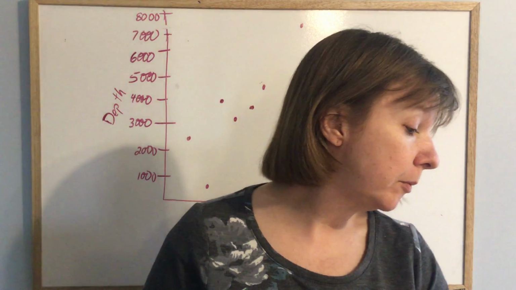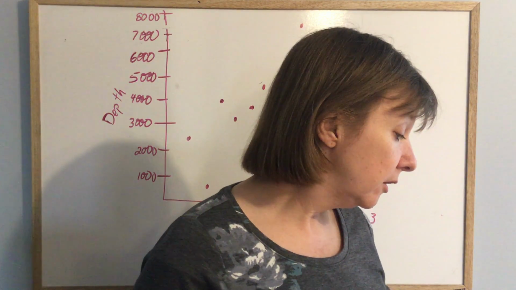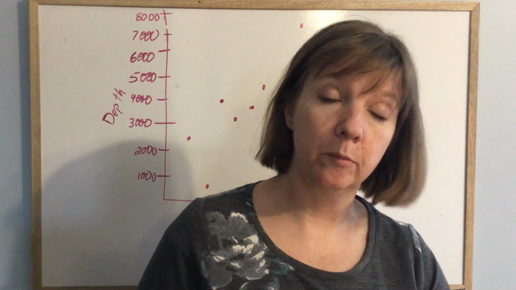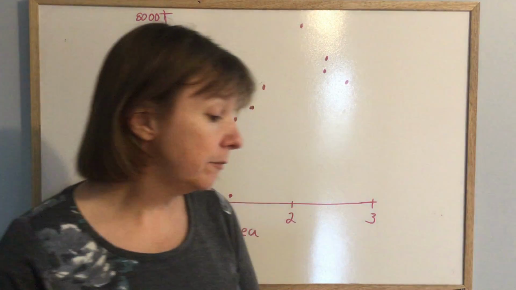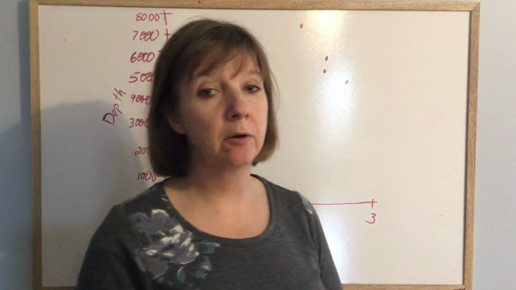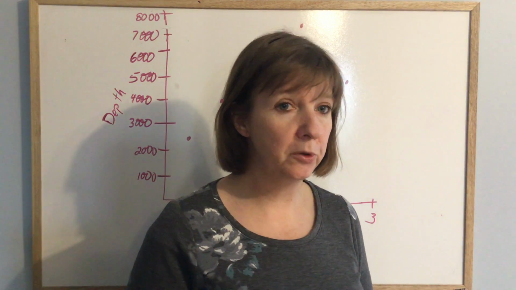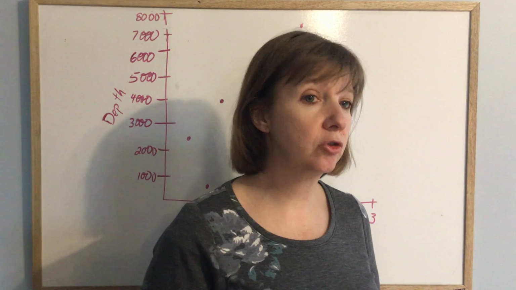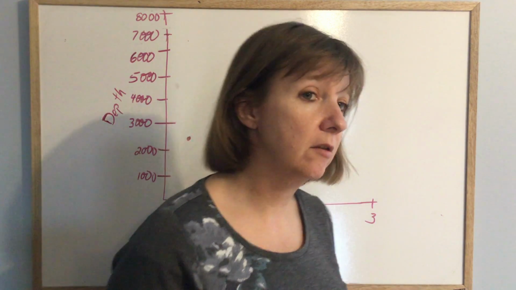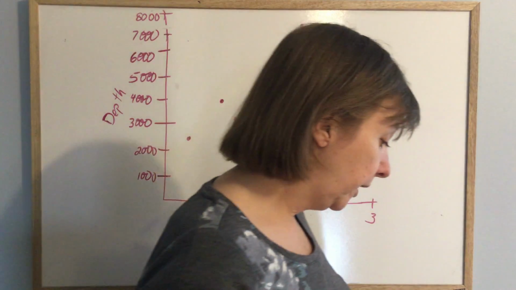Section 9.3 talks about something called lines of best fit. Lines of best fit are really just a line that you put on the graph to help you more clearly see what the trend in the graph is.